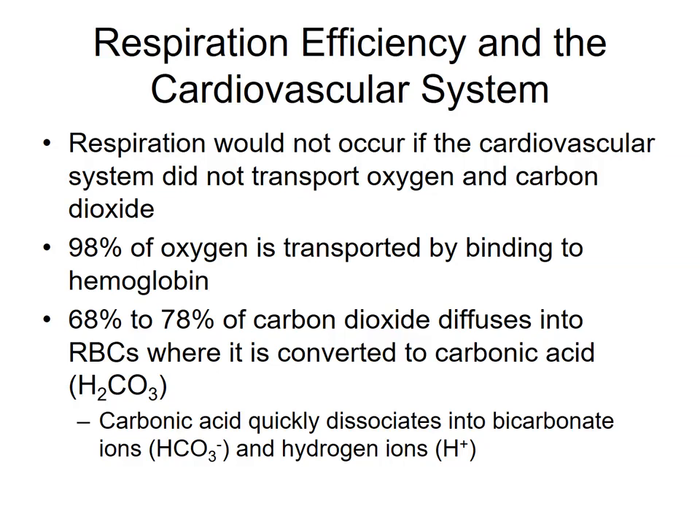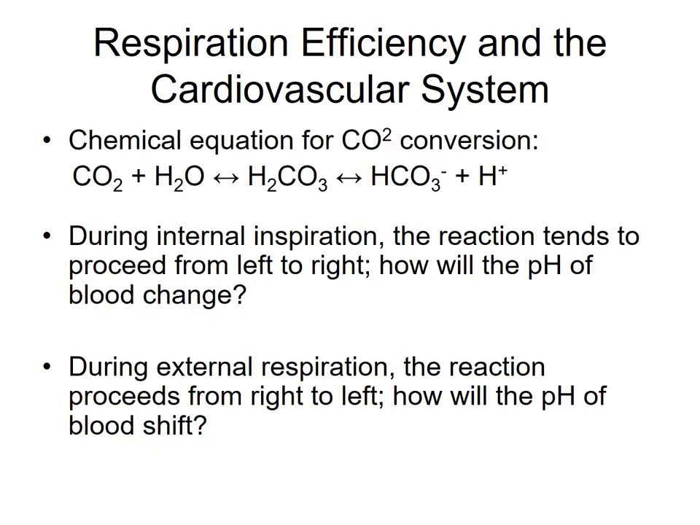Respiration obviously has to work along with the cardiovascular system, because that's the transport system for the oxygen and the carbon dioxide. Most of your oxygen is going to bind to the hemoglobin. The carbon dioxide, when it diffuses into the blood, most of it will be converted to carbonic acid, and from there it goes to bicarbonate ions and hydrogen ions. And that is how it will be transferred in the blood in the cardiovascular system.